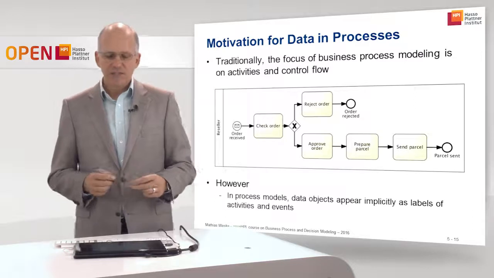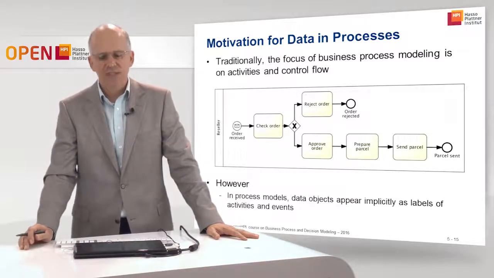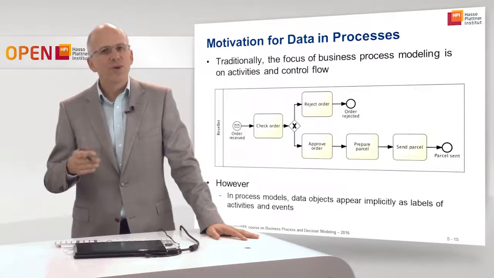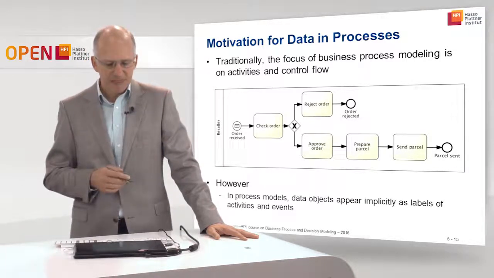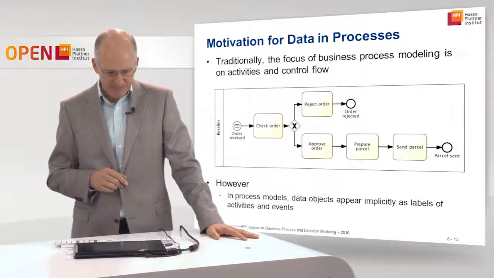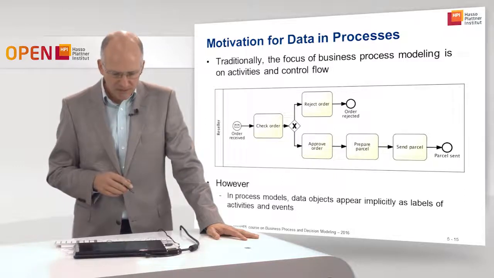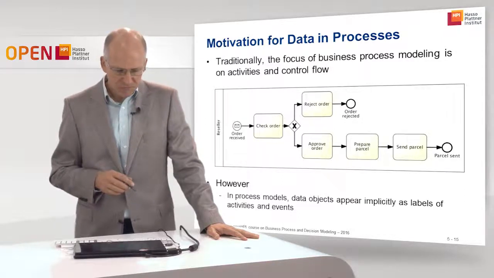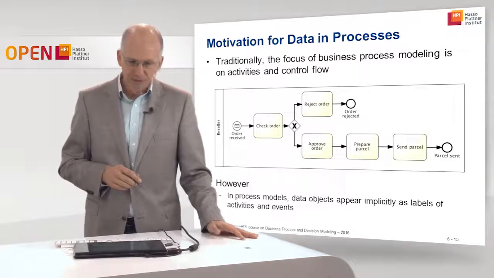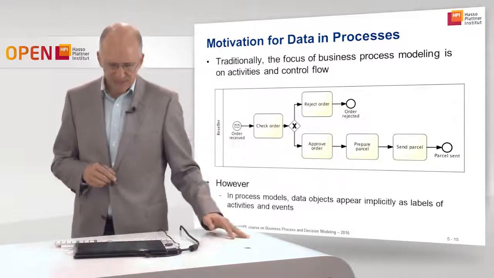However, traditionally, the focus of business process modeling is rather on activities and on the control flow and the flow of execution of activities, and not so much on data. And we see this in the reseller example where we have first the event, the order is received, then check order, reject order, approve order, prepare parcel and send parcel.